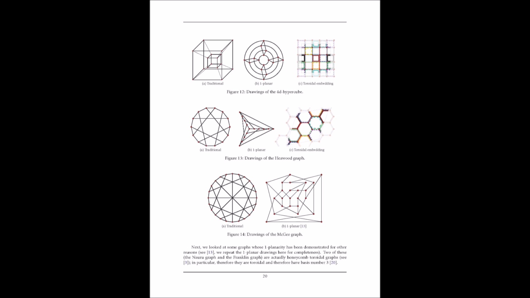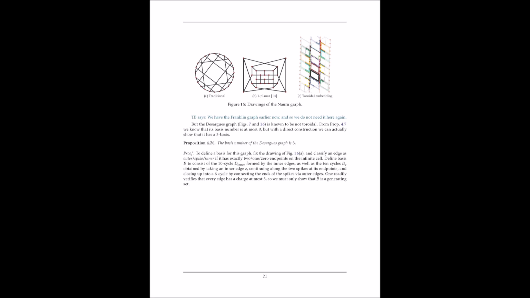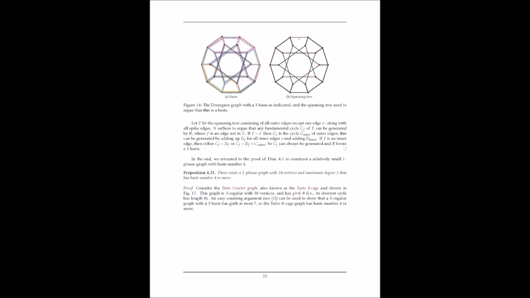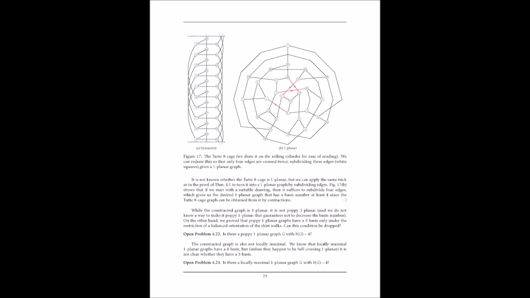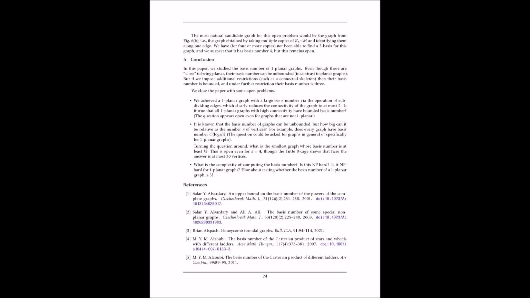Okay, I'm trying to picture this. It's like we're directing traffic flow in our K4 roundabouts to keep the overall congestion, or basis number, low. That's a great analogy. We're essentially optimizing the flow of cycles within each K4 to ensure a smooth ride for the entire graph. This is getting really interesting. So we've got these full crossing one planar graphs with their K4 roundabouts and their carefully directed traffic flow. Right. What about poppy one planar graphs in general? Can we apply similar logic there?